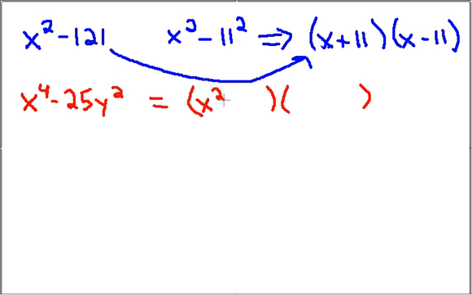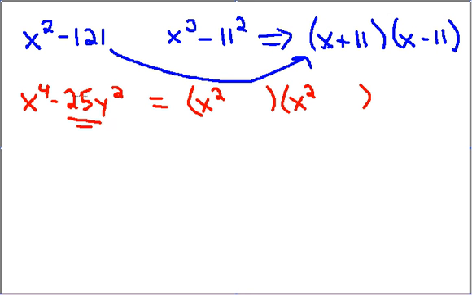And we have to determine what times itself equals x to the fourth. Well, x squared times itself equals x to the fourth. So we stick an x squared here and an x squared here. X squared times that x squared gives us our x to the fourth.